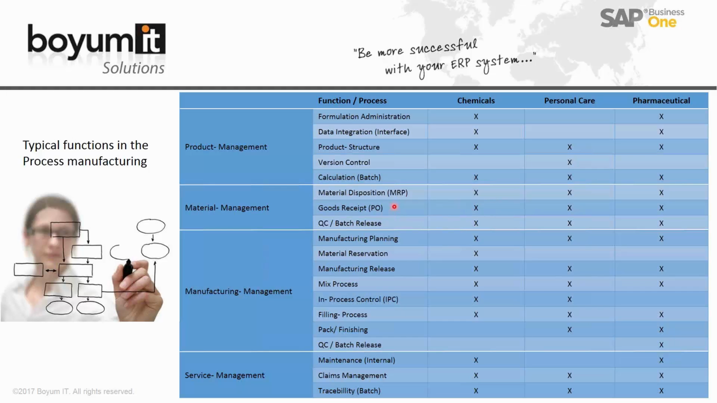And also what we have is the quality control and batch release, which may be based on a goods receipt PO. Based on a goods receipt PO, you can create the batch and generate a quality control order, check this, and release your batch. This is then material management itself.